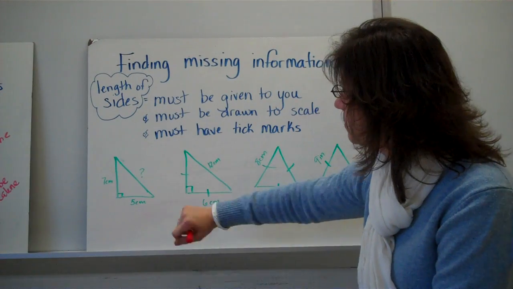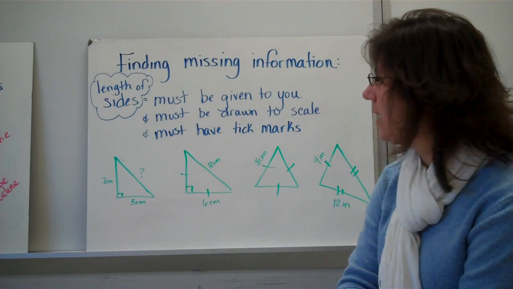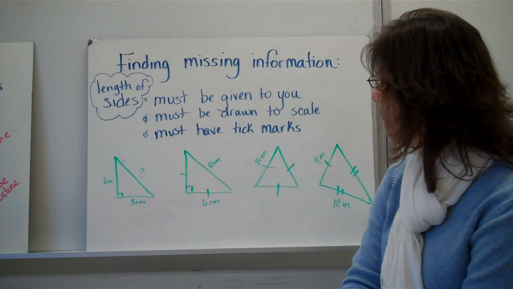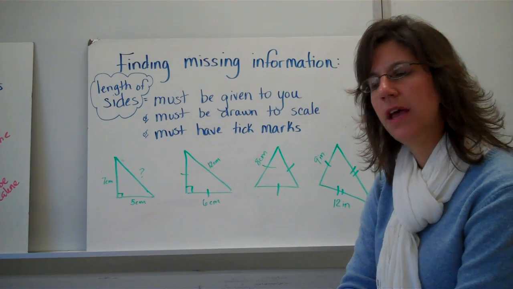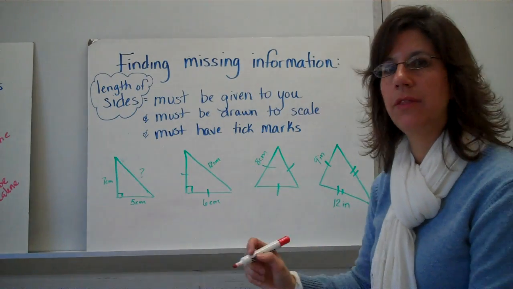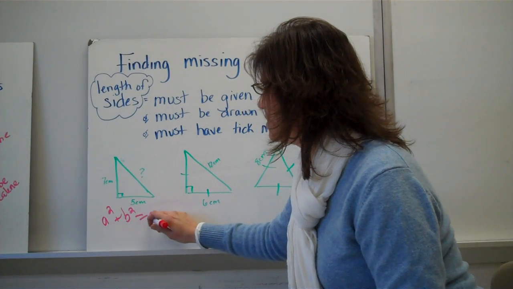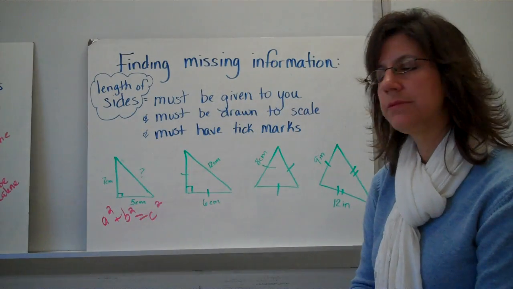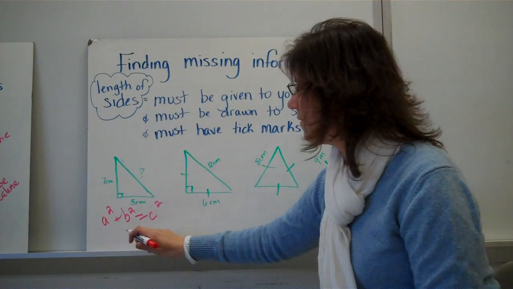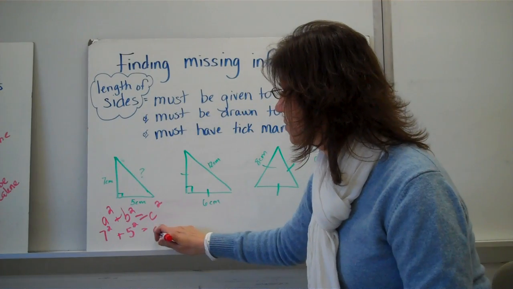But let's take a look at this one here. You've got 7 and 5, but you have a missing one here. Now, it's not drawn to scale, so you can't take out a ruler and measure it. There's no tick marks involved. But what we can do to figure out this method is called the Pythagorean theorem. And you would use a squared plus b squared equals c squared. So we would take the two sides, square them, and that will help us figure out what's left. So this would be 7 squared plus 5 squared equals c squared.